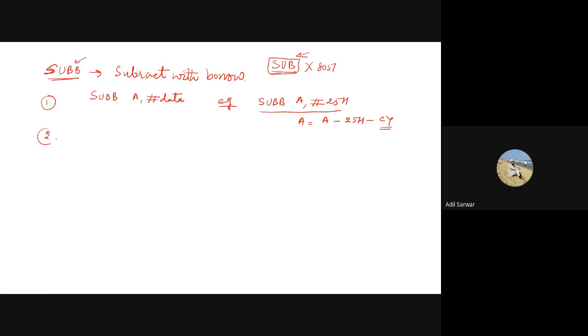Similarly, we could have SUBB A comma Rn or Ri, whatever you like to call it. So this is register addressing mode. An example of register addressing mode is SUBB A comma R3, or R4, whatever it is. After the execution of this instruction, A will have the value A minus R3 minus the carry flag.